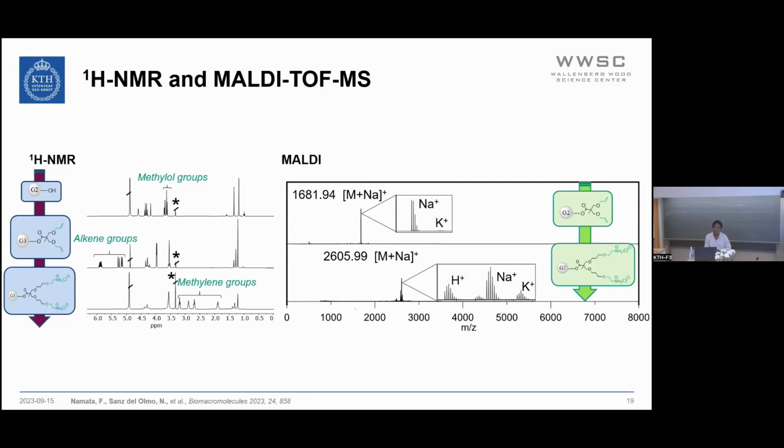Here again, on the left-hand side, I show an example of how we monitor the progression to make the G3 cysteamine dendrimer, whereby from the allyl functional precursor, you could see the disappearance of the alkene groups and then the appearance of methylene groups.